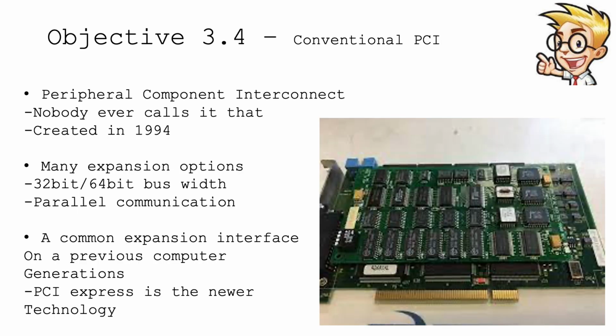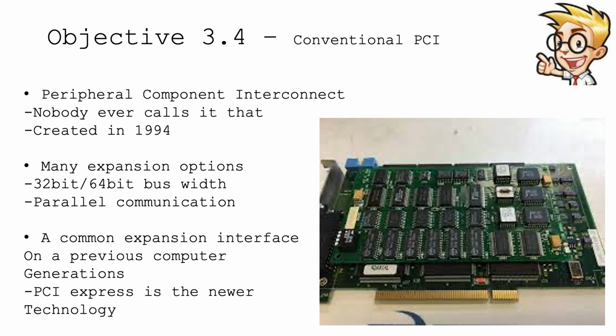If you're working with an older computer, you may see some expansion slots on that computer that are PCI. This is Peripheral Component Interconnect, and it's a standard that's been around since 1994. PCI has different bus sizes that can be used. There's a 32-bit PCI bus and a 64-bit PCI bus. And these communicate using parallel communication. This is a type of connector that you might find on legacy devices. You're probably not going to find a lot of PCI interfaces on your newest computers.